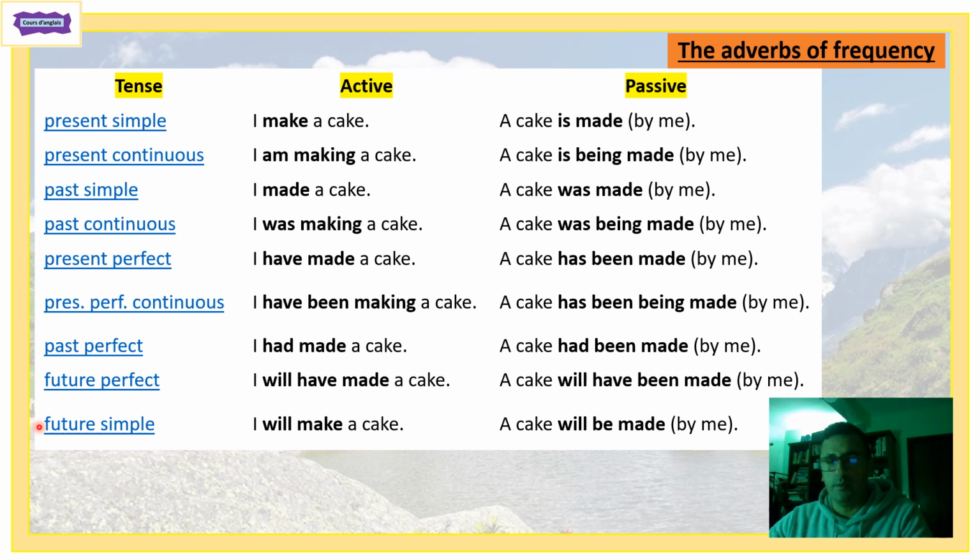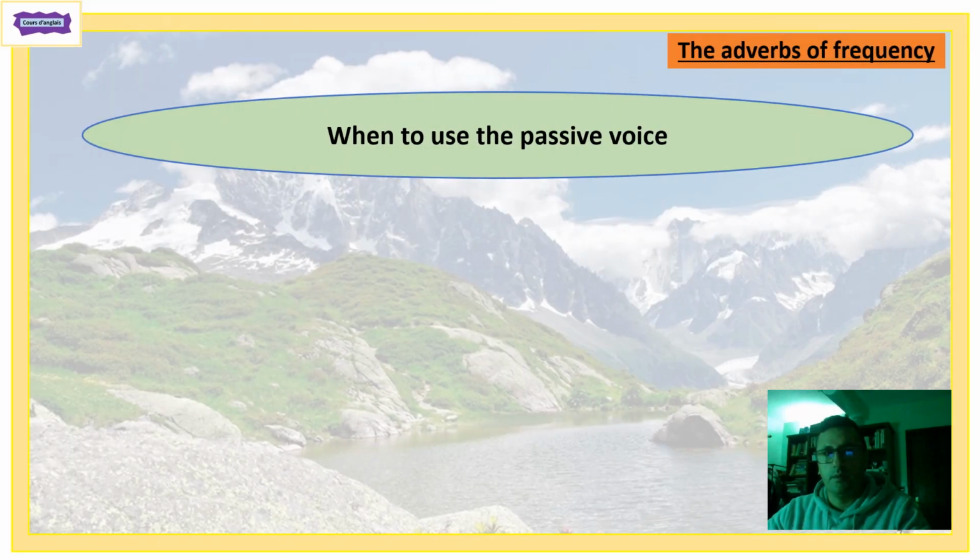Future simple. I will make a cake. A cake will be made by me. So, when to use the passive voice. Quand utiliser la voix passive. Comme avant, je vais bien sûr vous lire en anglais. Après, on passe à la traduction.